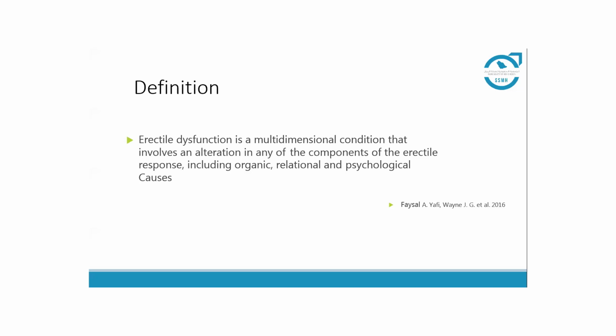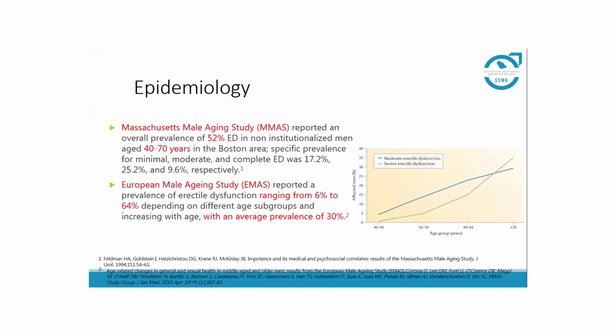So how do we define erectile dysfunction? Erectile dysfunction is a multidimensional condition that involves any alteration of any of the components of the erectile response, including organic, relationship or psychological causes. Is it common? Yes, it's very common. In the Western world, they did multiple studies that looked into the prevalence of erectile dysfunction, and probably the largest two are the Massachusetts Male Aging Study and the European Male Aging Study, and both of them found that around 50% of males between the ages of 40 and 70 years will have some sort of erectile dysfunction.